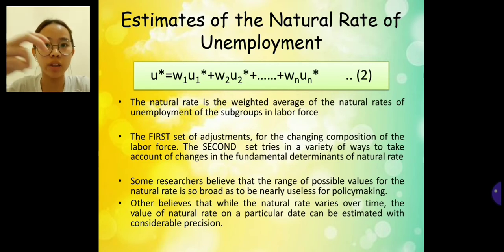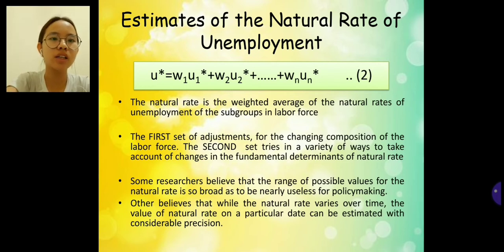And there is agreement that some researchers believe that the range of possible values for the natural rate is so broad as to be nearly useless for policy making. But there is one researcher named Robert Gordon who believes that while the natural rate varies over time, the value of the natural rate on a particular date can be estimated with considerable precision.